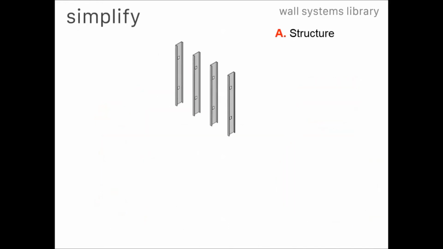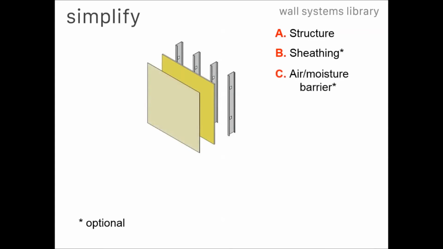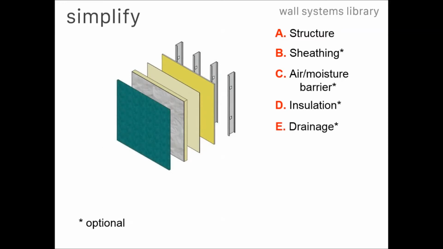So, once again, we have our structure. Now we're using a wall as an example. We may have a sheathing of some sort. Everything else is optional. And we could stop right at structure. That's a single wythe wall. There are many excellent examples of single wythe clay masonry and concrete masonry walls. So this is one example.